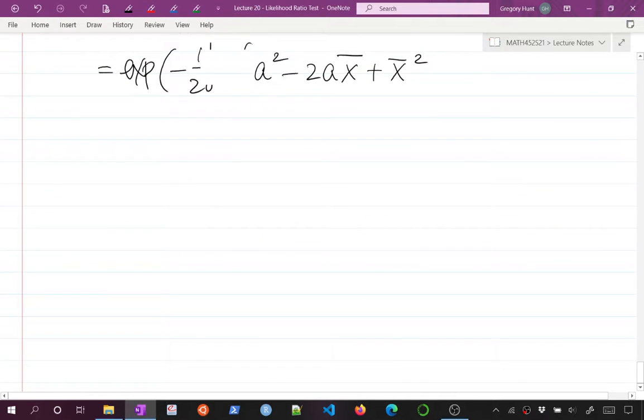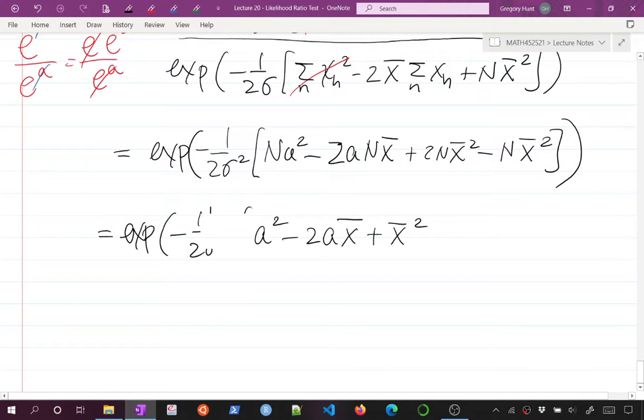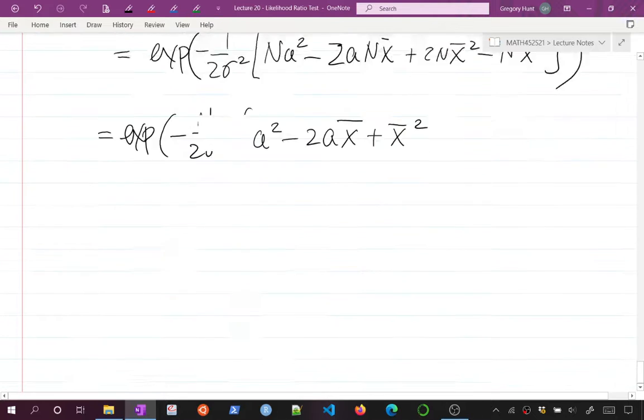Uh-oh. OneNote's having a fit. Don't do this to me, OneNote. Oh, OneNote. Okay. Let's see. A squared. Man, OneNote does not want to be nice to me today.